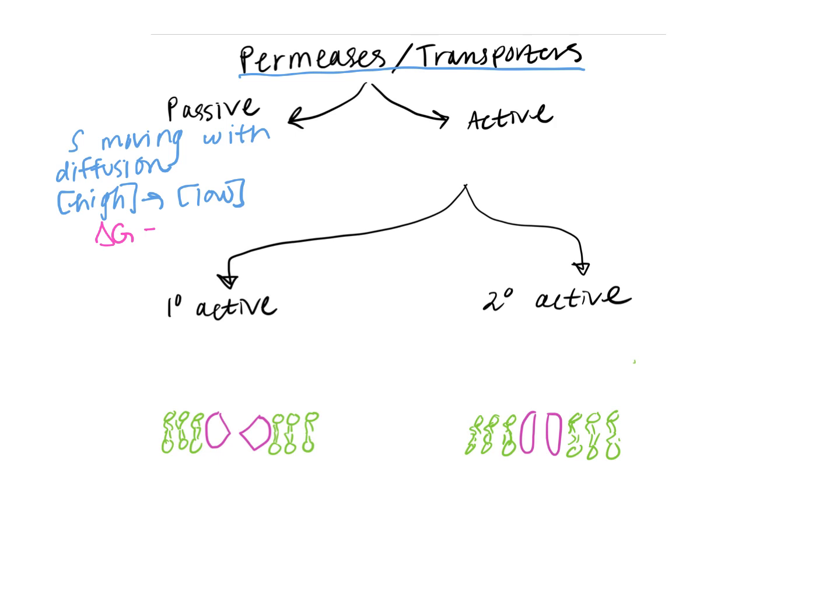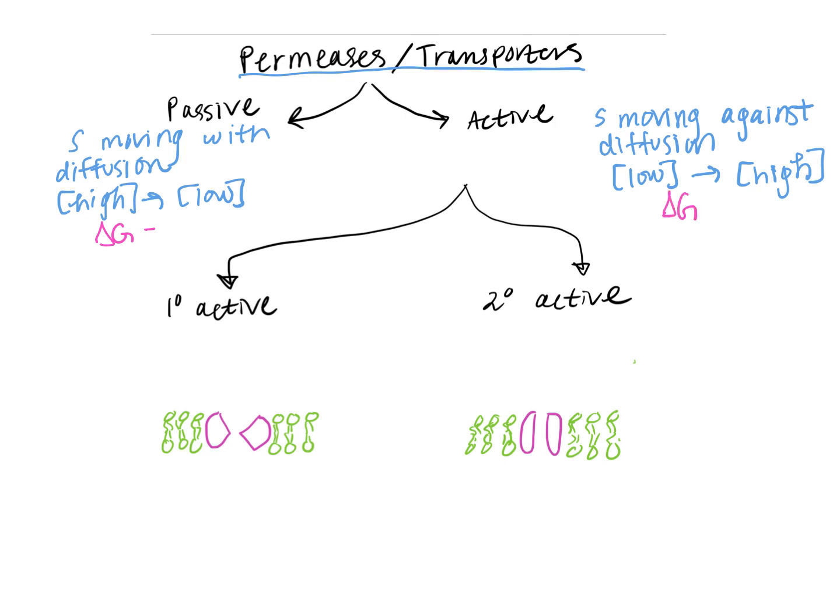The other type is active transport, where S is not moving with diffusion. S is moving against diffusion, a concentration gradient, so it's going from a low concentration to high, making the movement of that solute unfavorable, or giving it a positive delta G. And so the active part comes in when, in order to get the movement of a solute against its concentration, it must be coupled with another process.